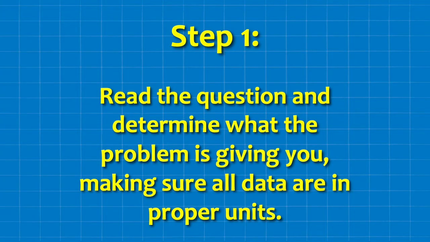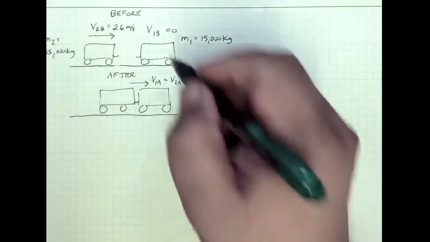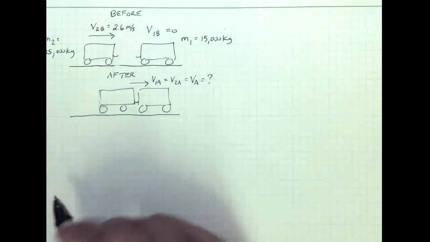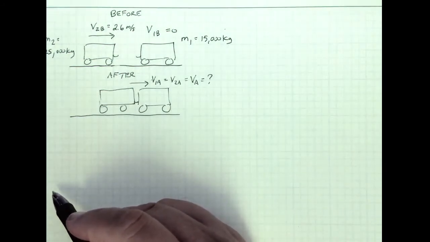Alright, so the first step in the problem-solving process is always to write out the data that we are given. In this situation, a diagram is very appropriate. So we draw two diagrams here, one showing the situation before the collision, and the other showing the situation after the collision. And on this diagram, we have the masses of the two cars. We say that the velocity of car number 1 before the collision is 0, and the velocity of car number 2 before the collision is 2.6 meters per second.